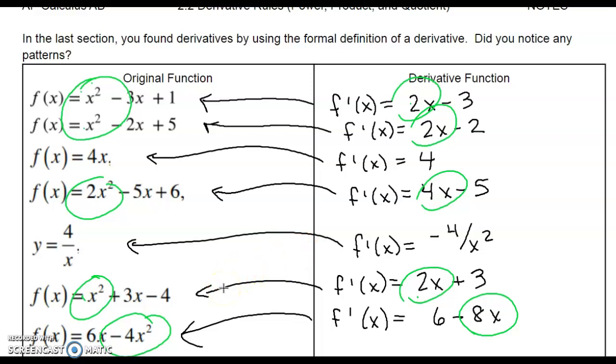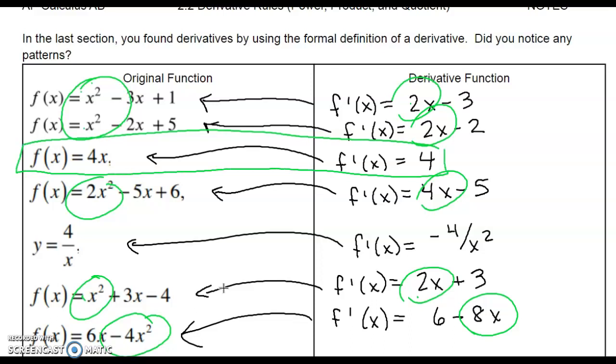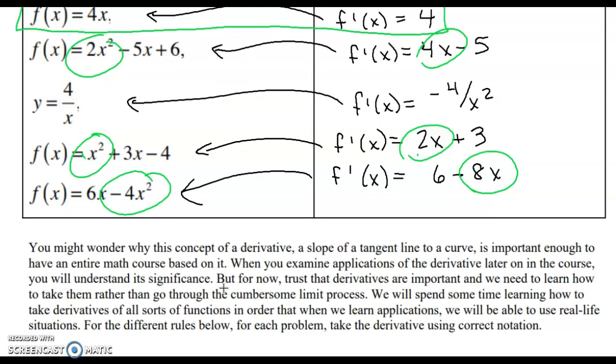We talked about yesterday that a derivative means slope. So on my line, I knew it was always going to be a derivative of 4, okay? But you might wonder why the concept of a derivative, which is the slope of a tangent line, is important enough to have an entire math course based on it. Later on, once we get to the applications, you will see the significance and how it could be used in business and other applications, okay? For this unit, we are literally going to be just learning how to take the derivative procedurally and computationally, but we're going to learn some shortcuts.